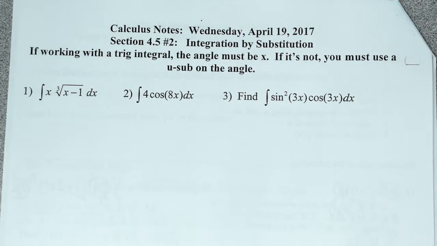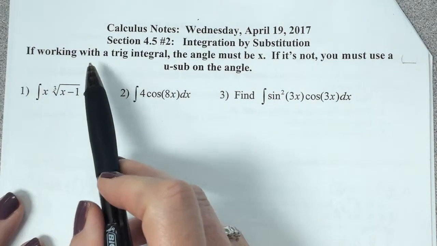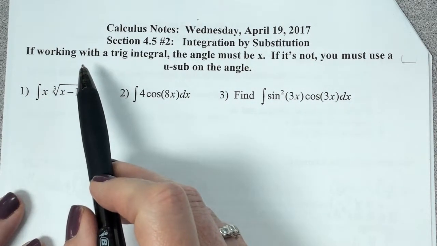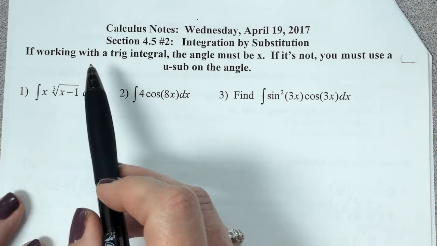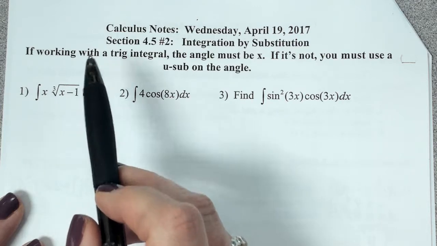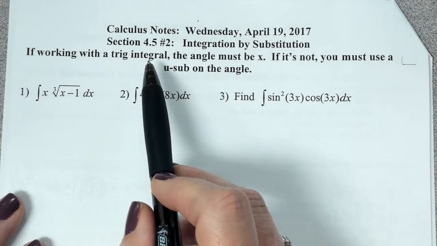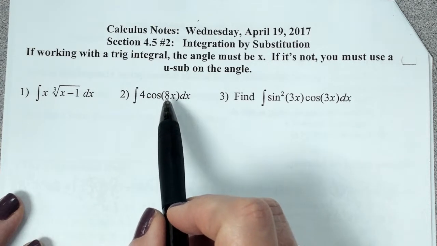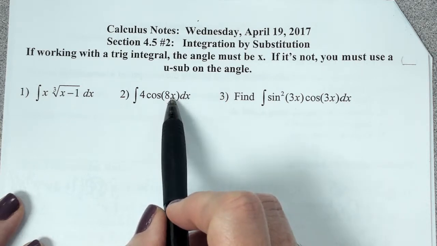All right, guys, so continuing with the concept of U-substitutions, we're going to also have some trig functions like we did on the warm-ups. In the warm-ups, though, our angle was just x, so we didn't need to use a U-substitution on the angle. However, if we have a trig integral and the angle is not just an x, we're going to need to do a U-substitution on that, okay?